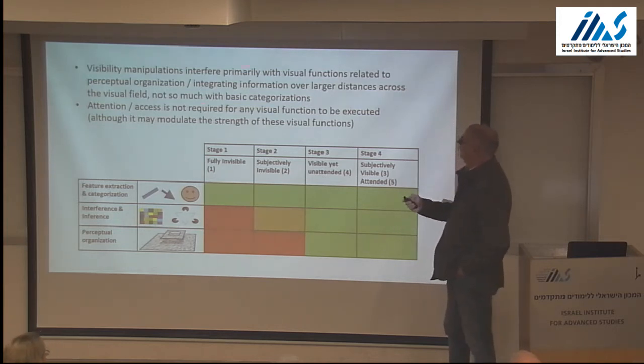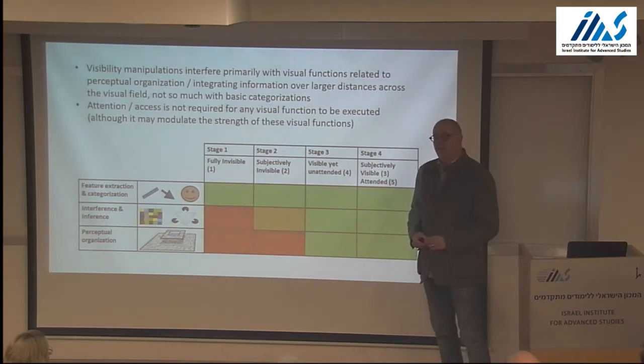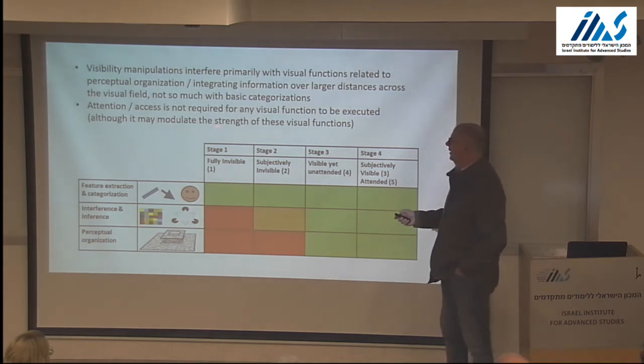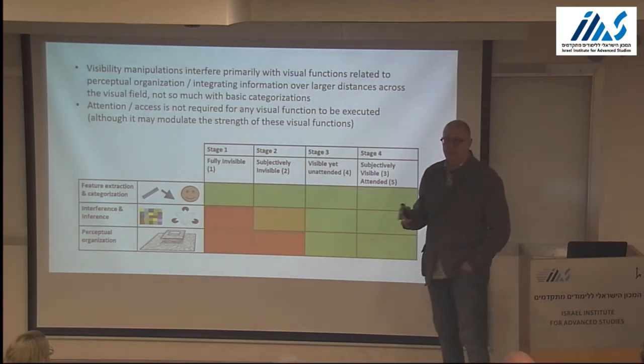But there is a clear transition. Visibility manipulations primarily interfere with visual functions which are related to perceptual organization, like these ones, or maybe also these ones, where you have to integrate information over larger distances across the visual field, but it doesn't interfere with basic categorizations. So there's a clear transition between visual functions that can occur unconsciously, as opposed to visual functions that cannot occur unconsciously. But there is no such transition if you look at attention. Attention access is not required for any visual function to be executed. Of course, it may modulate the strength of visual functions. I'm not denying that attention has any effects on visual cortex. Of course it does. It may strengthen these. But when you look at the visual functions that are executed, they're executed in both inattended and attended cases.